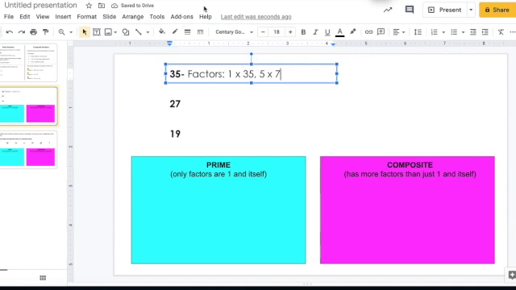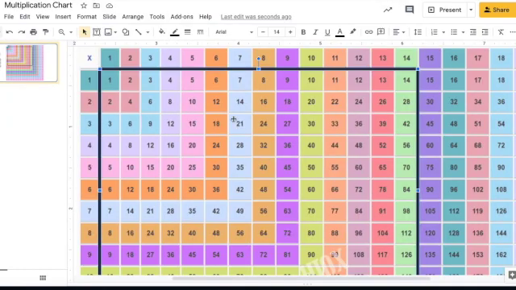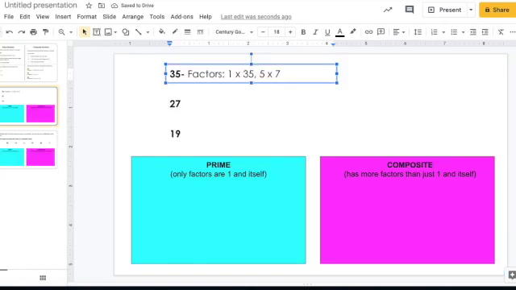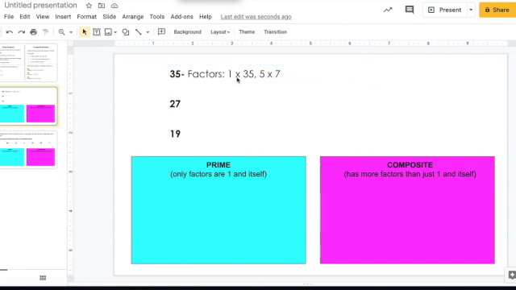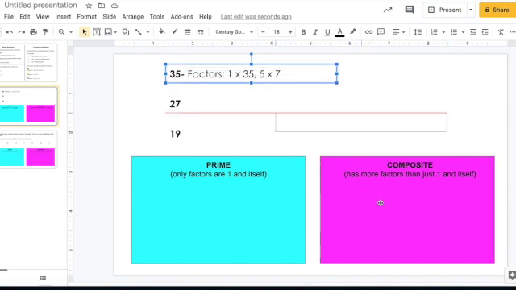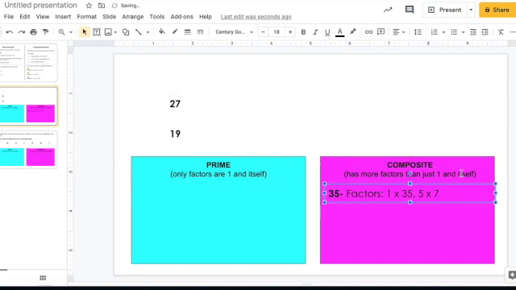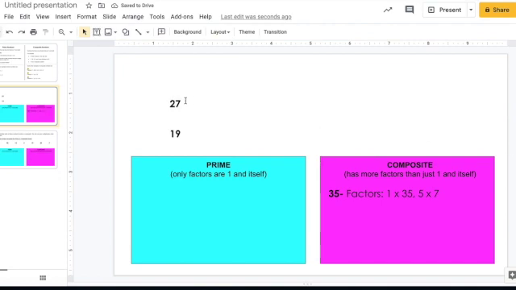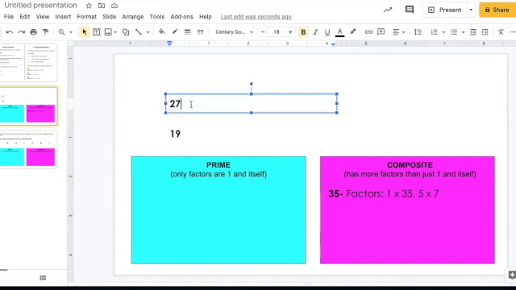Now, I can look back at my multiplication chart and scan through all of these numbers to see if I see the number 35 again. And I know that there are no other factors of 35. But since there's 1, 2, 3, 4 factors of 35, that means that it is a composite number. So 35 I'm going to drag to the composite number box. 35 is a composite number. So now I'm going to look at number 27.